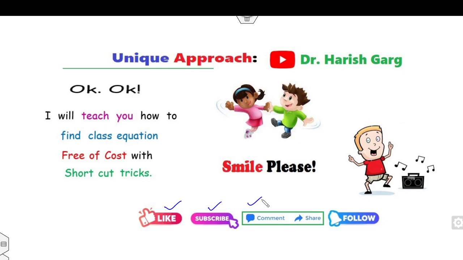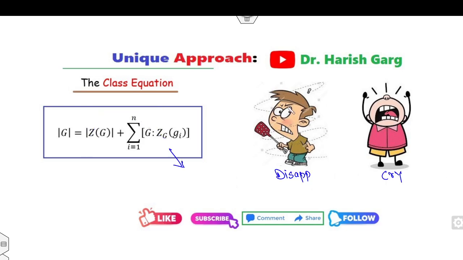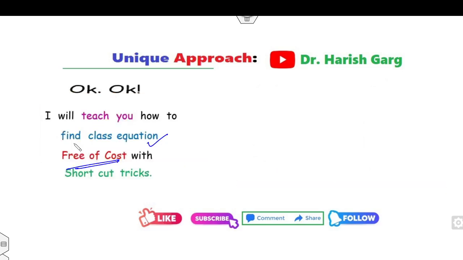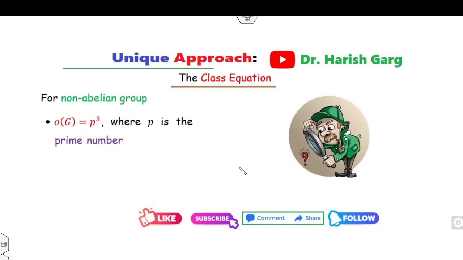So let's see. The objective is, if you have a group of order n, it can be anything, like 4, 10, or 8. So whenever you have a group of order n, the first shortcut trick is for when you have a group of order p cube, that means the order of the group is 8 or 27, which is 3 cube.